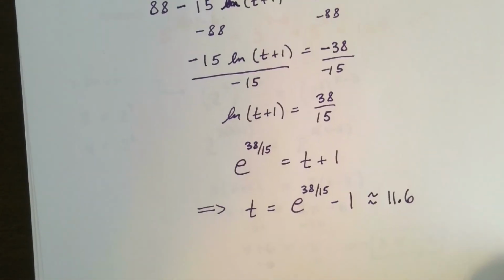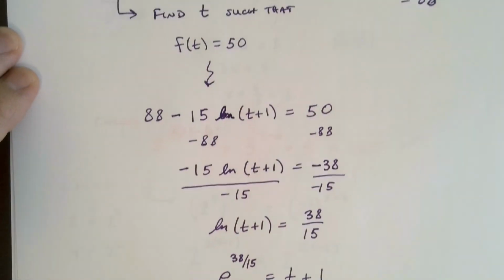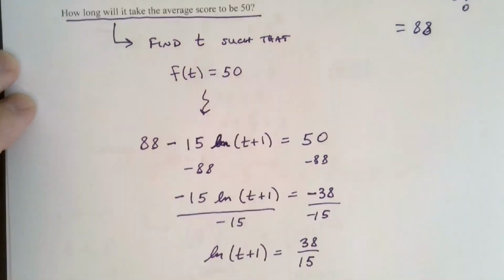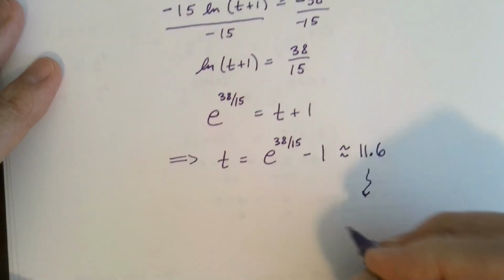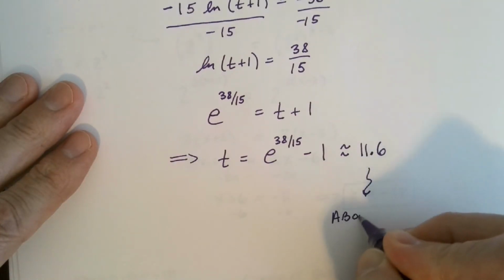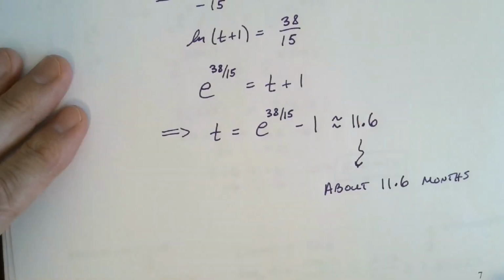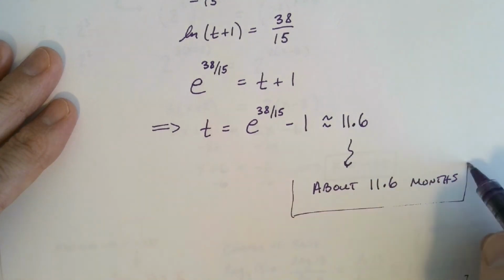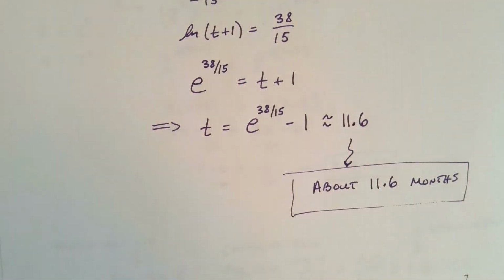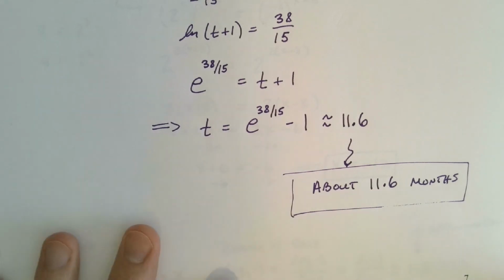So how long will it take? Go back to the question: how long will it take the average score to be 50? And so the answer is about 11.6 months. So if they're taking it monthly, in the 11th month the average should be slightly more than 50. By the 12th month, it should be a little bit less than 50. This model is just shy of 12 months, but somewhere right around 11 or 12 months, the average score would be 50.